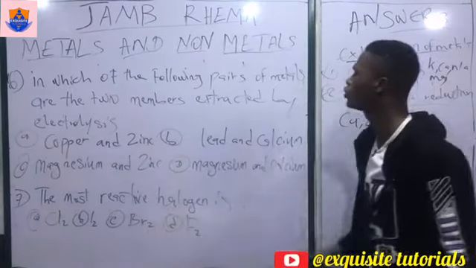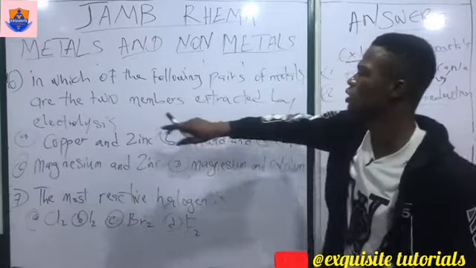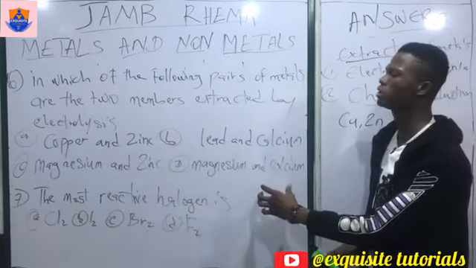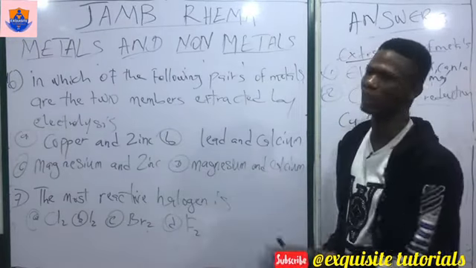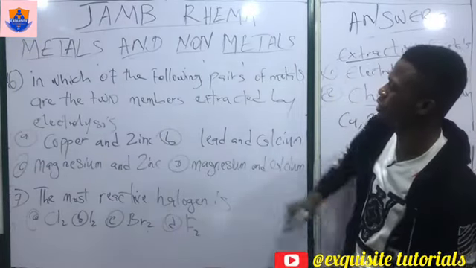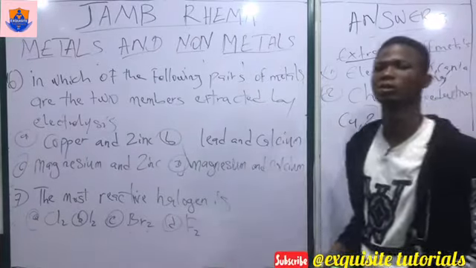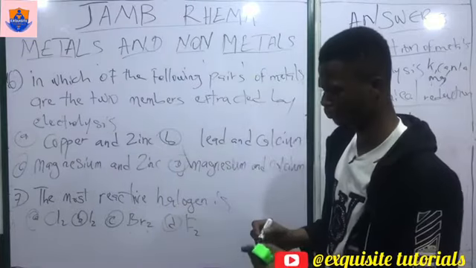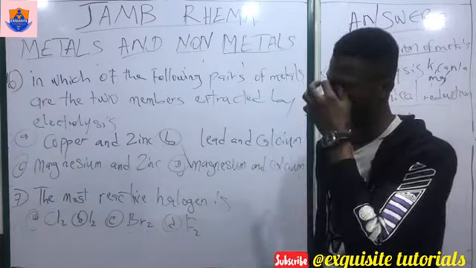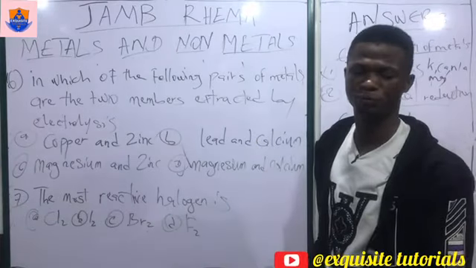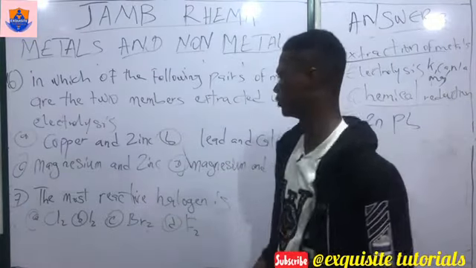So, now here they are talking about electrolysis. The only two metals here which are highly reactive are magnesium and calcium, which is to say that this is the right option. These are the only two metals that can be extracted through electrolysis. Now let's go to question 7. I think we'll be ending this session on this question. Then we'll continue with metals and non-metals in our next video so that you can understand very well.